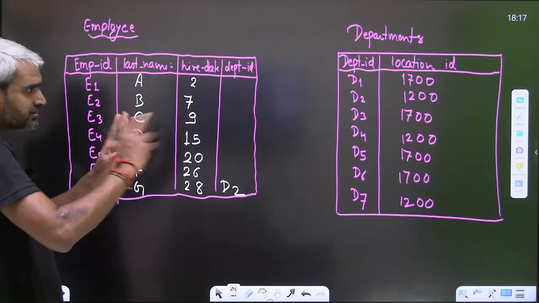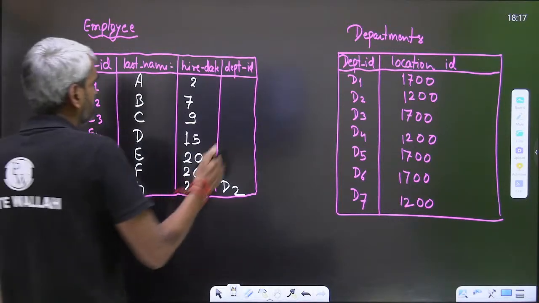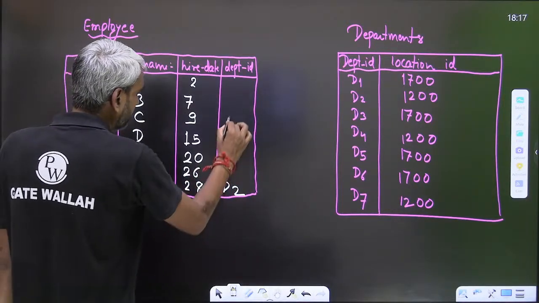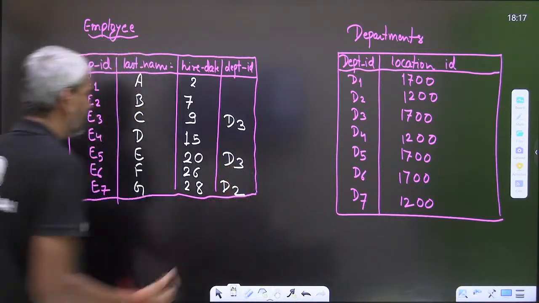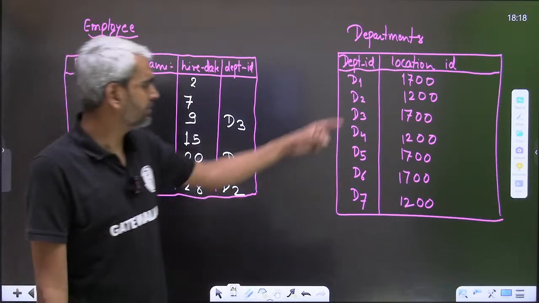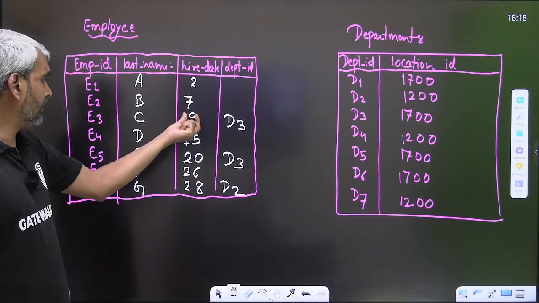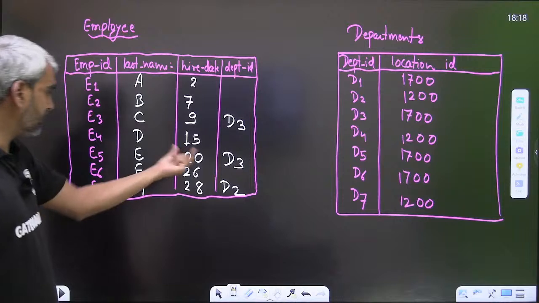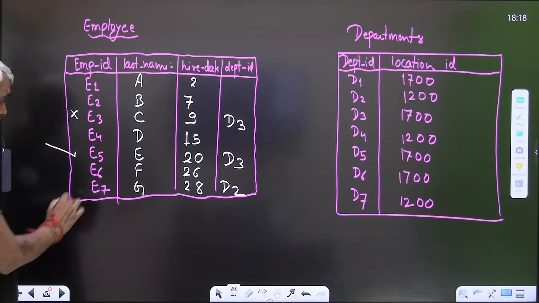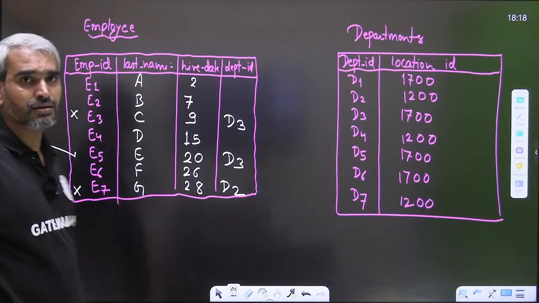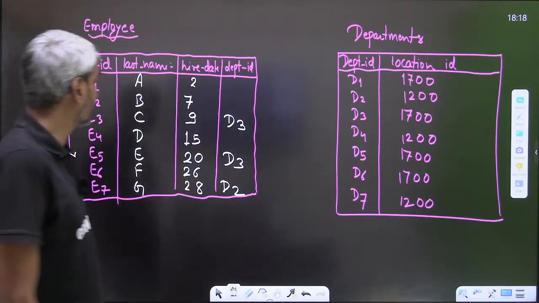Now let's take two employees from the same department. So let's say this is the employee from the department D3, and this is also an employee from the department D3. So there are two employees from department D3 with two hire dates, 9 and 20. So maximum hire date is 20. Therefore, only this tuple should get selected. This one should never get selected. If the employee is not from location 1700, then that particular employee should not get selected.